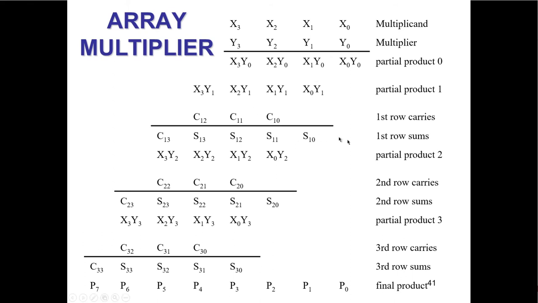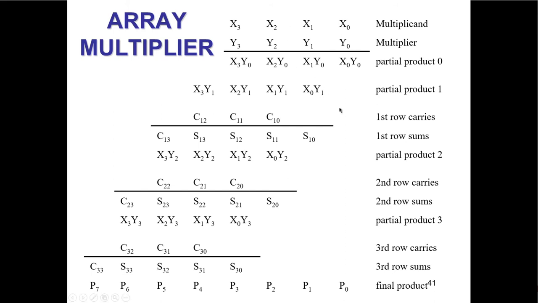All right, this is important, so I really want to go over this so you understand it. This is what an array multiplier looks like. And array multipliers are super important. What they do is basically have the logic to take 4 bits of multiplicand, in this case, 4 bits of multiplier, and generate 8 bits of product.